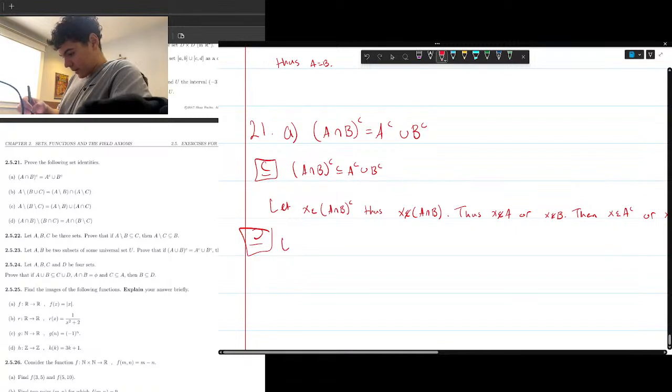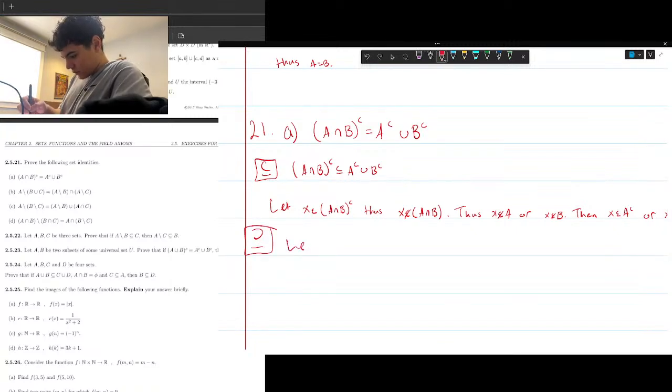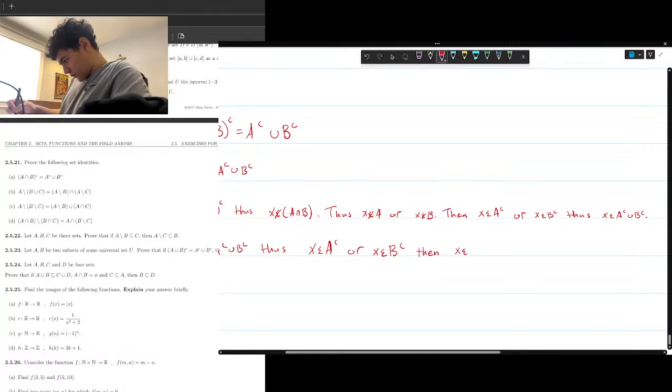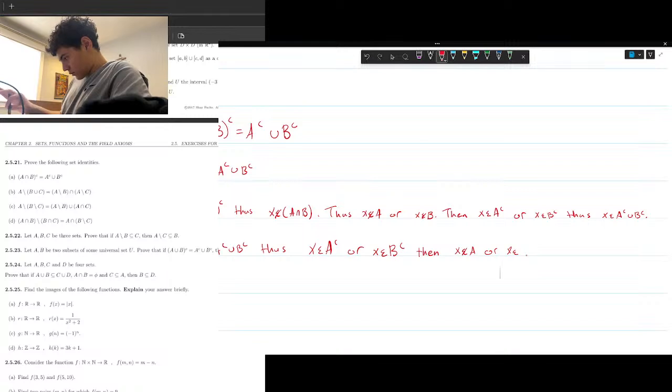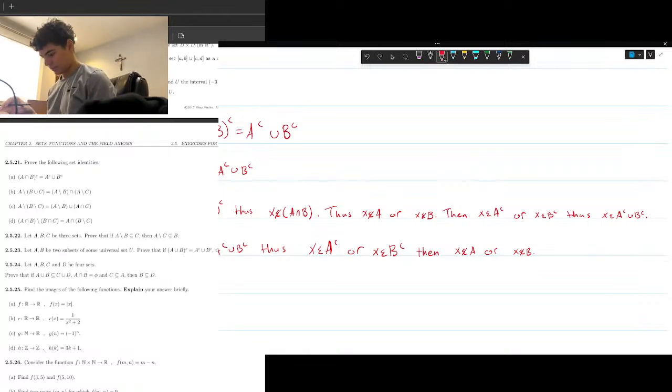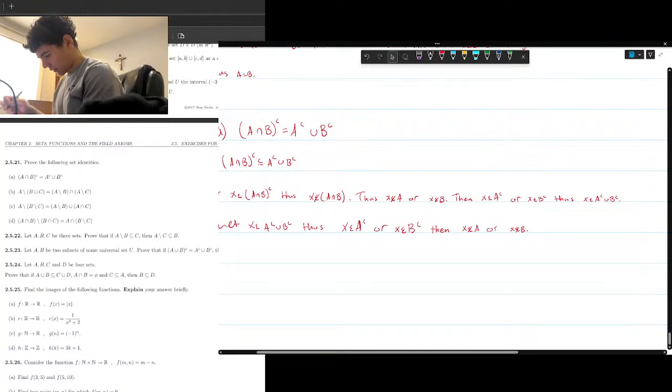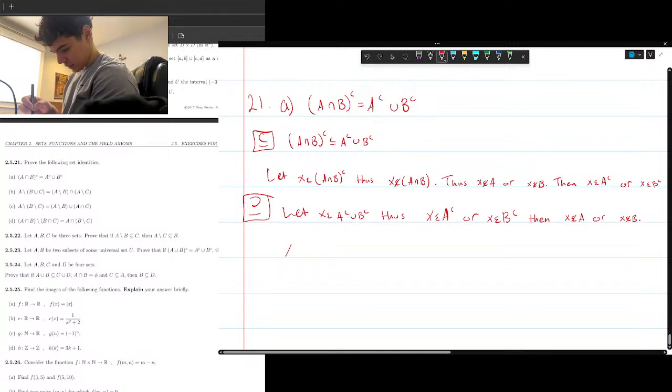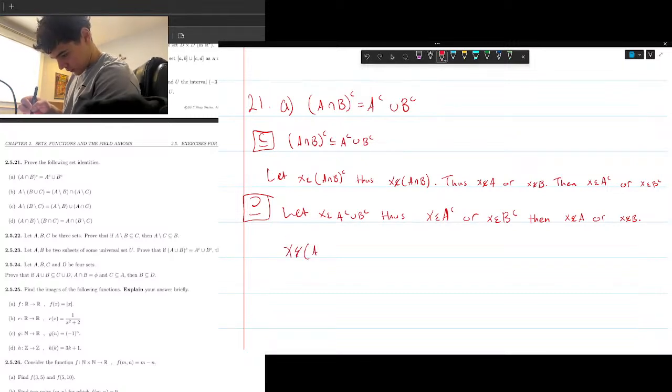Other way. So saying that X is not in A or X is not in B is equivalent to saying X is not in A and B.